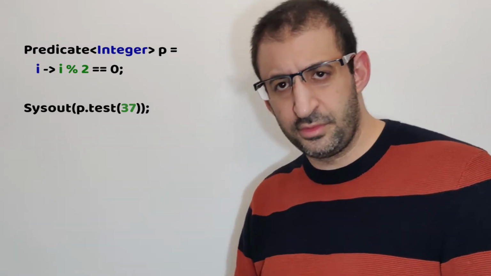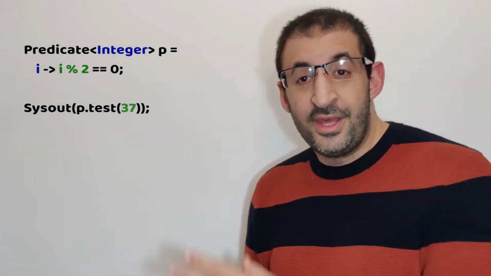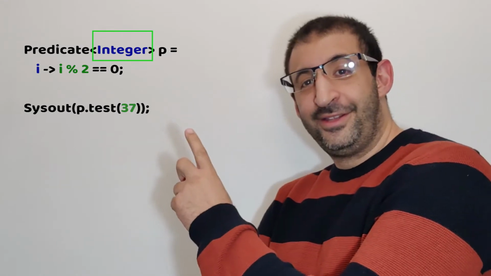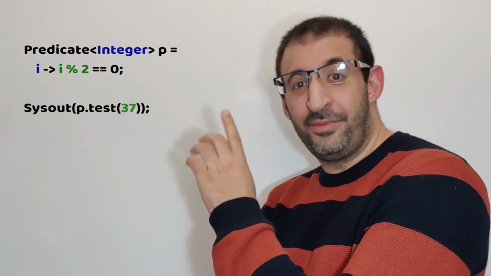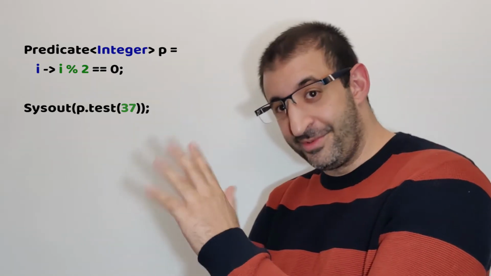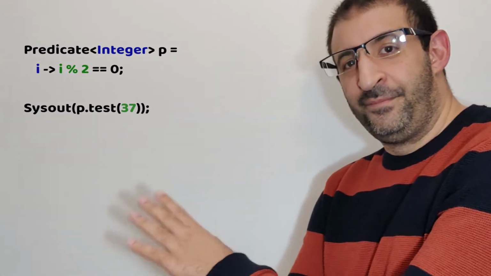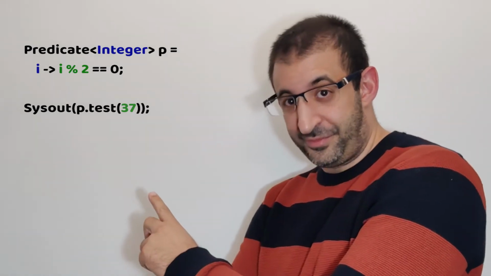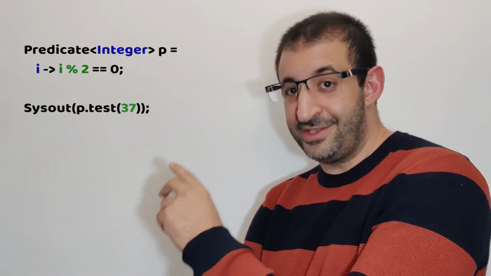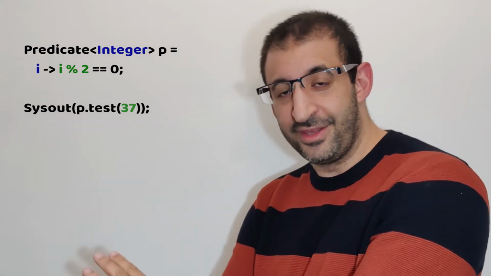It is not the purpose of the result, but we must understand some concepts here. It's very important to understand what we have made. We have Predicate of Integer. Here it is a generic type, so we can't put Predicate of int. It's not possible for a generic type parameter. In p.test, I wrote 37. It is an int, a primitive type.